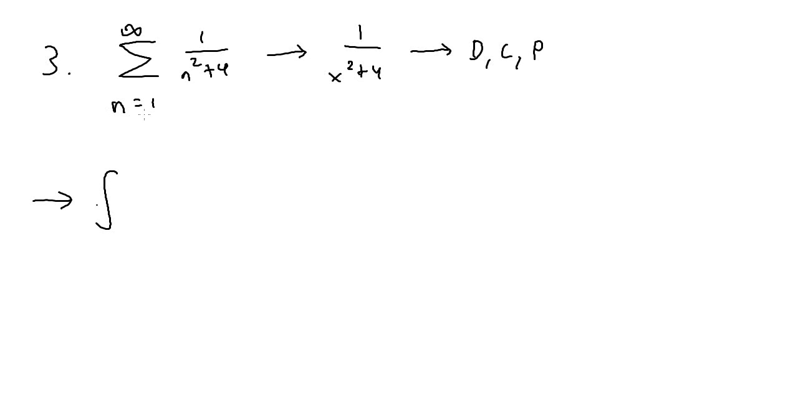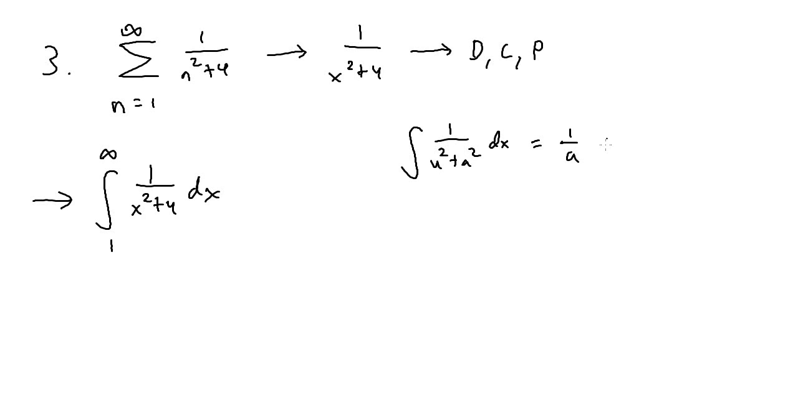With the integral, our bounds are from obviously 1 to infinity of 1 over x squared plus 4 dx. Now this might look a little tricky at first, but really this is the arctangent function. So remember that the integral of 1 over u squared plus a squared dx is going to be equal to 1 over a arctangent of u over a plus c.